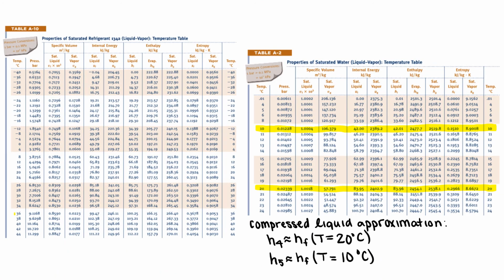So now we're going to go back to our tables to get the approximate values for enthalpy at states 4 and 5. And so because these are liquid water, we're going to use a compressed liquid approximation at the temperatures, which are T equals 20 degrees Celsius and 10 degrees Celsius. From there, we're just going to grab the saturated liquid enthalpies at those two temperatures, and those values are going to be the approximate values for H4 and H5.